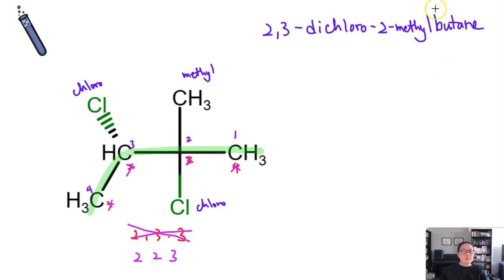Note there's no dash between your last side chain and the name of your parent chain. There's no space either. There is technically no space in any of this name, so some of these organic chemistry names are going to look pretty ridiculous.